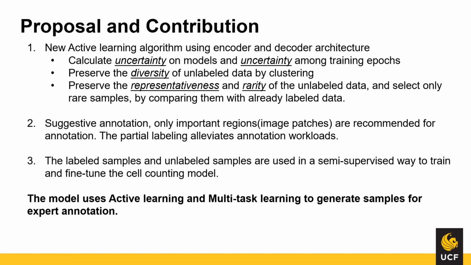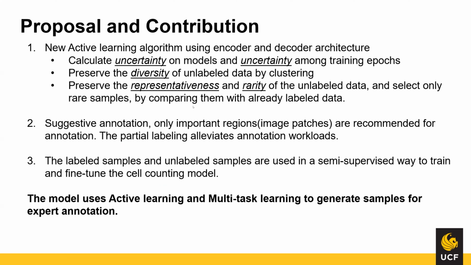Uncertainty represents the reliability of our inferences. So they're trying to see how reliable the samples picked for annotation are. The epoch-wise uncertainty is a novelty of this paper. And then they also look at the diversity of the unlabeled data that they pick for clustering.